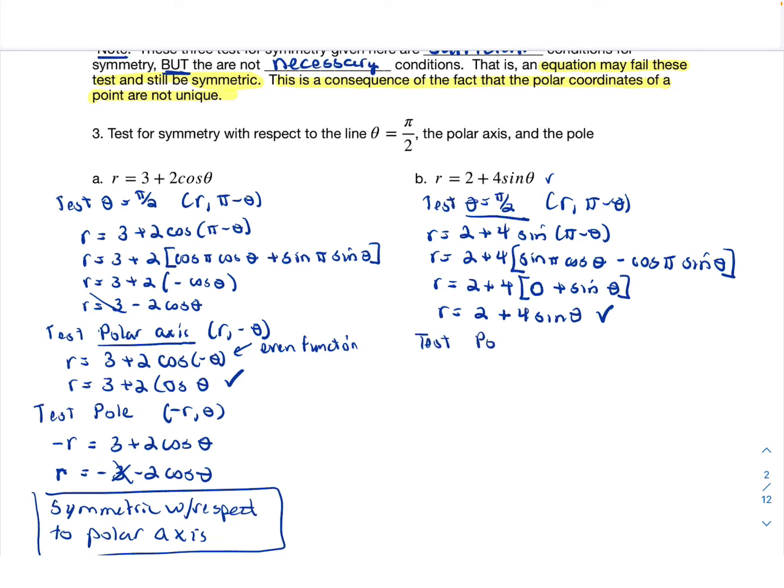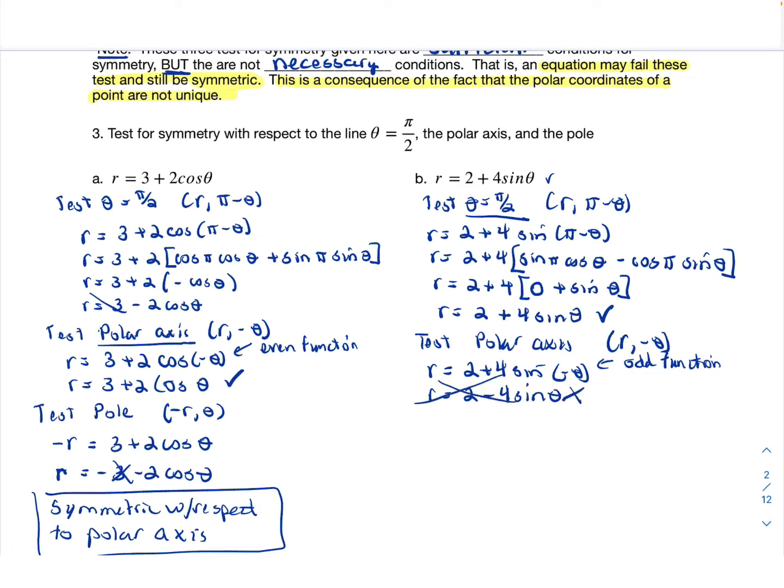Now to test for the polar axis, we're going to replace r with r and theta with negative theta. Sine of negative theta is an odd function, and so that is the opposite of sine of theta. So we get r equal to 2 minus 4 sine theta, which is not equivalent to the original. Now I'm going to test for the pole, by replacing r with negative r and theta with theta. So I end up with r equal to -2 minus 4 sine theta, which is not equivalent to the original, so it fails this test.